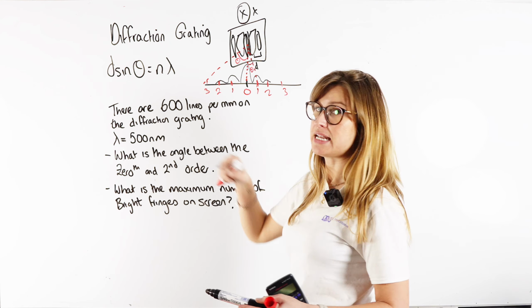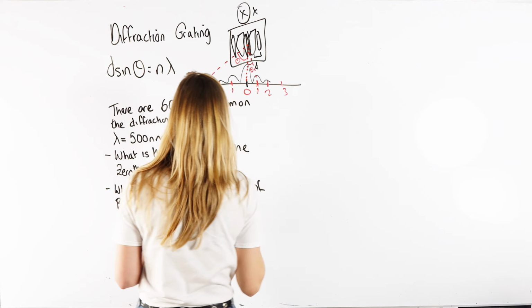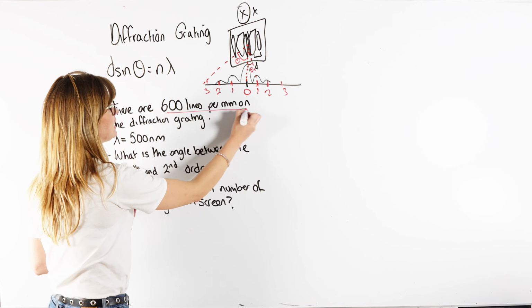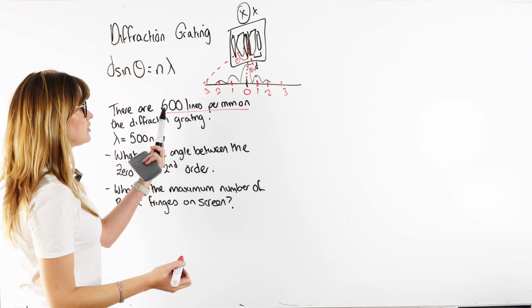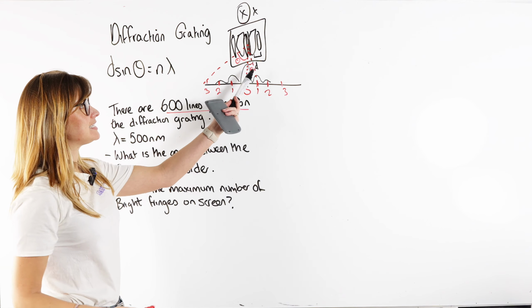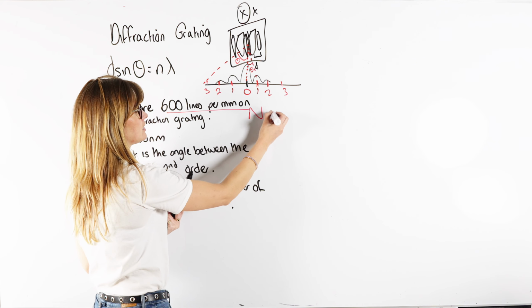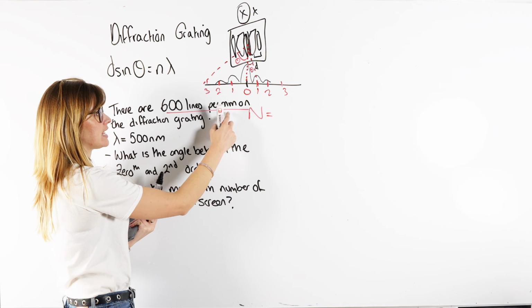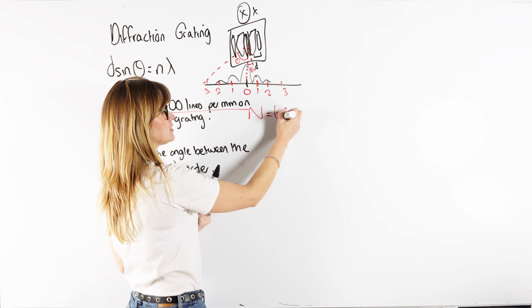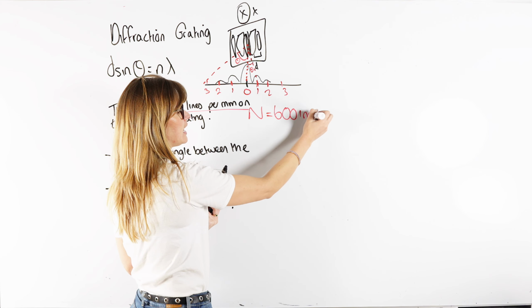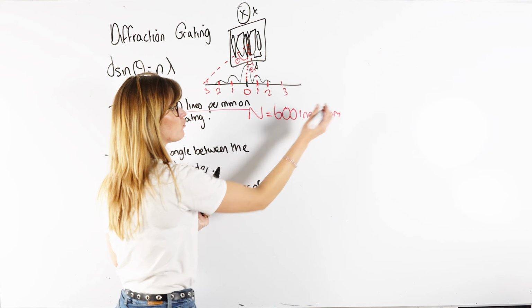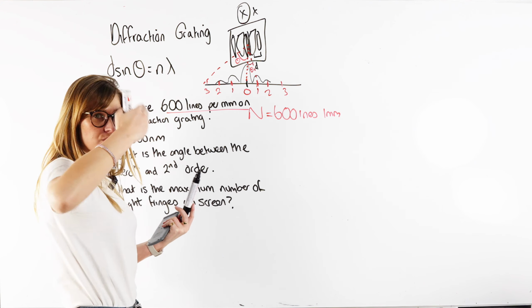Okay, so let's look at our question. Question says there's 600 lines per millimeter. 600 lines per millimeter isn't the distance between the two slits. 600 lines per millimeter tells us n. So n is there's 600 lines inside 1 millimeter. So again, if I have 1 millimeter, there's 600 of those slits on it.